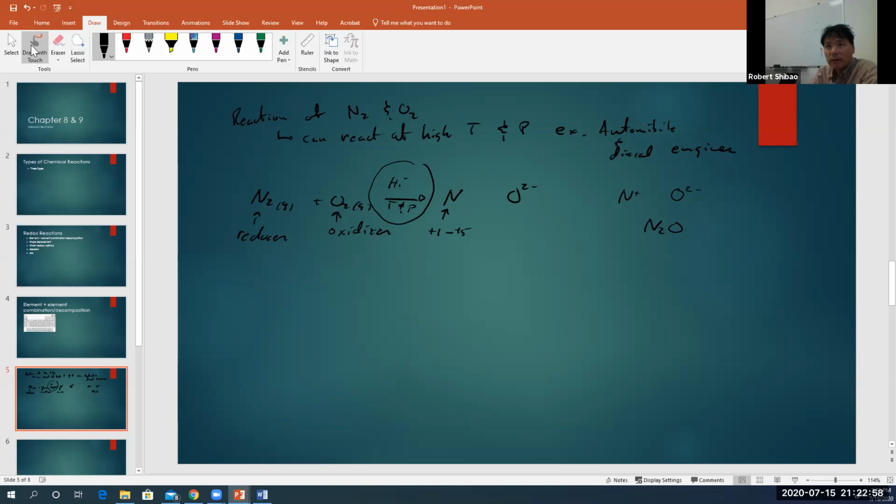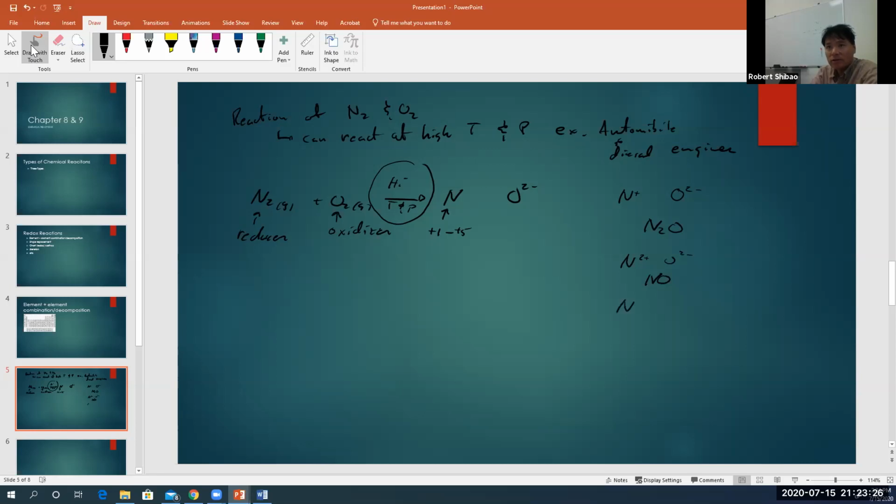Or nitrogen can be +2. You know, under more extreme conditions, nitrogen loses more electrons. And so under more extreme conditions of temperature and pressure, I might have this form. Well, if nitrogen loses 2 electrons, what's the formula of the compound? Well, it's just NO. NO is called nitrogen monoxide or nitric oxide.